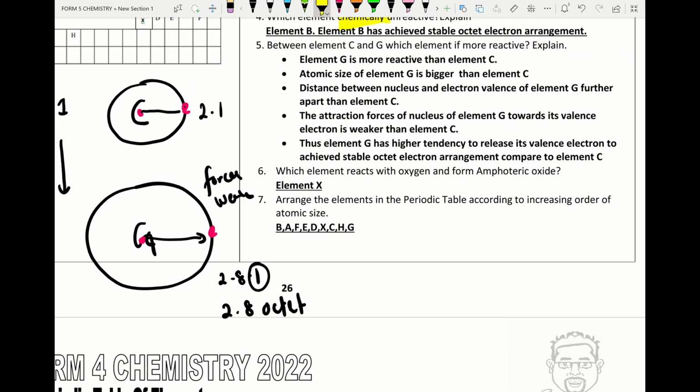So how to answer this question? Between element C and G, which element is more reactive? Element G is more reactive than element C. Atomic size of G is bigger than element C. The distance between the nucleus and the valence electron of G is further apart than C. Thus the attraction force of the nucleus of G towards its valence electron is weaker. This causes element G to have a higher tendency to release or donate its valence electron to achieve stable octet electron arrangement compared to element C. Therefore, G is chemically reactive.